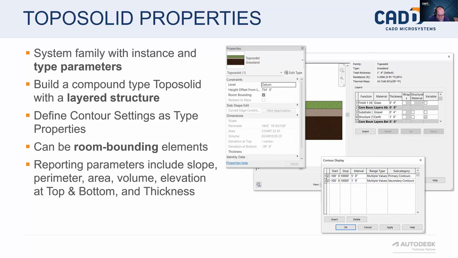These also, we define the contour settings by the type properties, and so we can have different types with different contour settings in there. They are room bounding, which is nice. And so if we have a room that is going down into the ground, it will go down and it will act as a room bounding element. And it also has reporting elements that will automatically tell you the slope, the perimeter, the area, the volume, the elevation, and the top and bottom thickness and the thickness of it. And so lots of new properties in there.